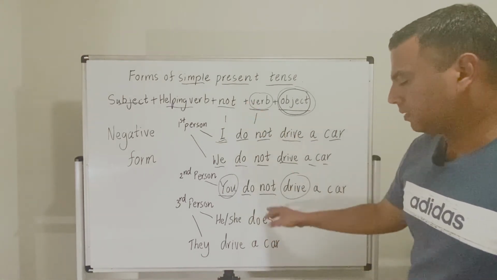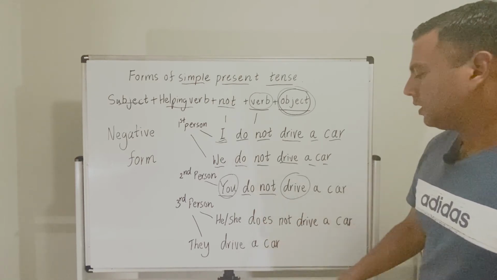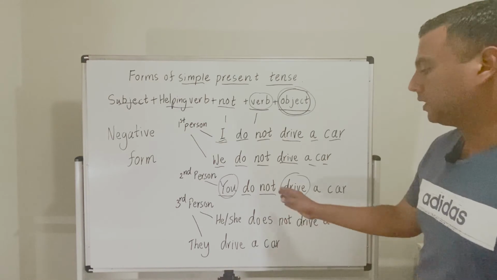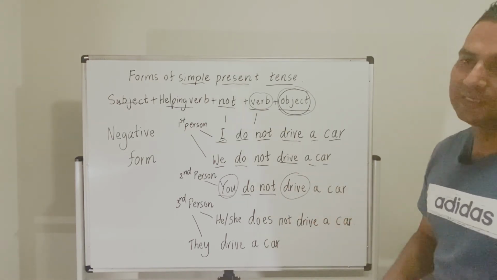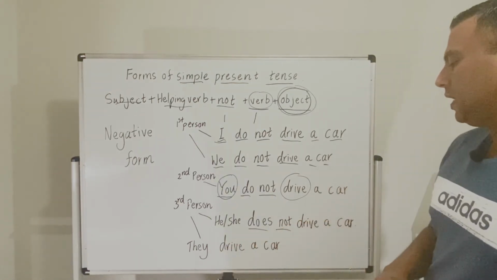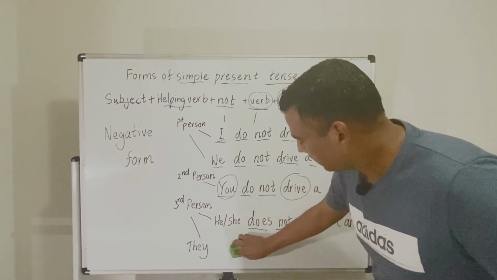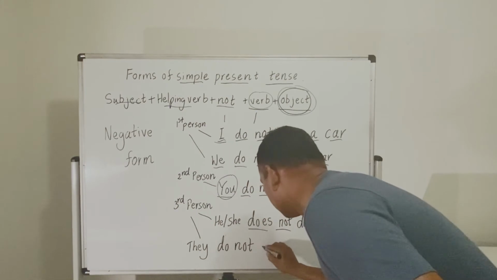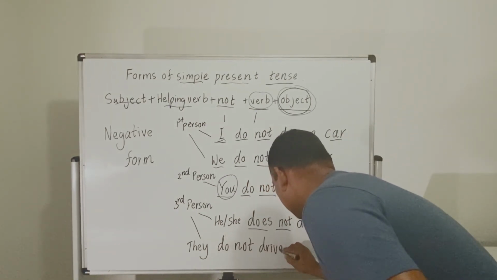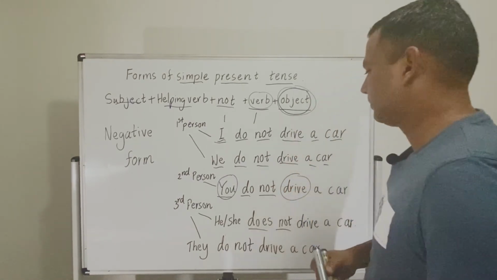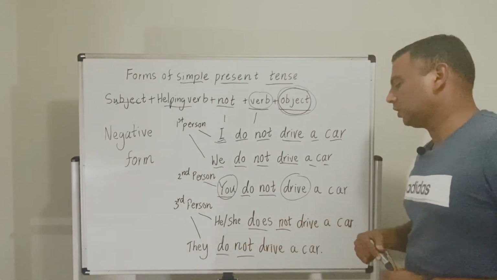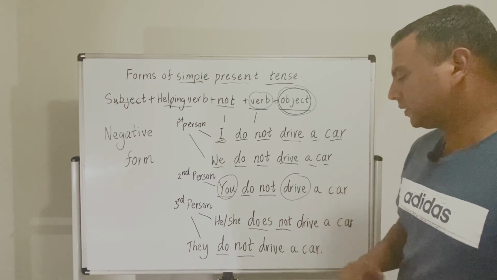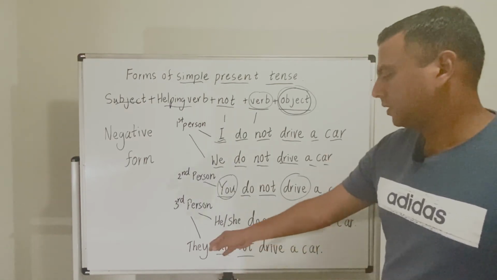Now, if you use the helping verb, what happens here? Instead of "they drive a car", you can say "they do not drive a car." Okay, so they do not drive a car. You again squeeze in "do not" in the sentence, in between "they" and "drive".